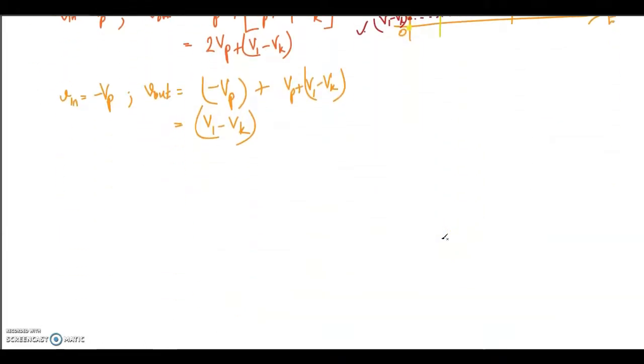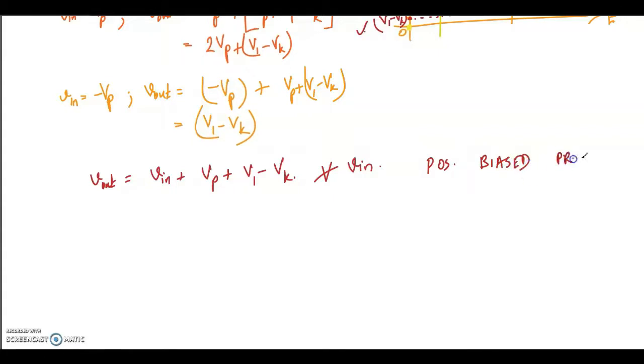The reason I have taken this up for revision is that when I write the general equation Vout is equal to Vin plus Vp plus V1 minus Vk for all Vin, from this I can obtain the equation for the positive biased clamper with practical diode. Suppose I want the output equation for the positive biased clamper with an ideal diode, not a practical diode.